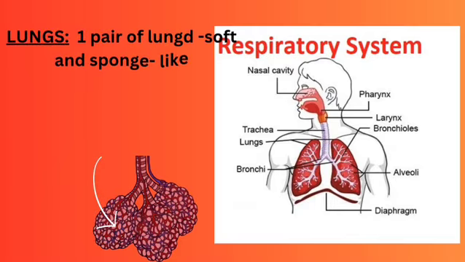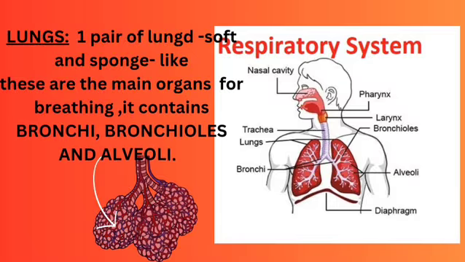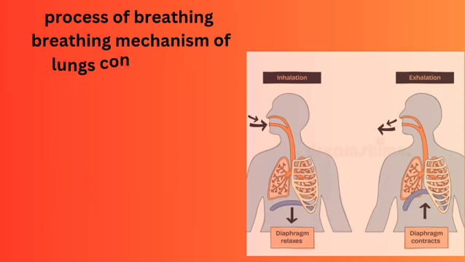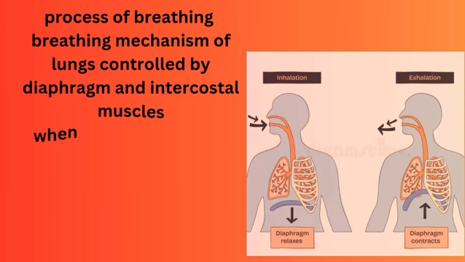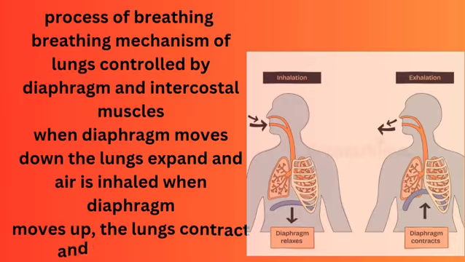Lungs. One pair of lungs, soft and sponge-like. These are the main organs for breathing. They contain bronchi, bronchioles, and alveoli. Practice the diagram of the human respiratory system. Process of breathing: the breathing mechanism of lungs is controlled by the diaphragm and intercostal muscles. When the diaphragm moves down, the lungs expand and air is inhaled. When the diaphragm moves up, the lungs contract and air is exhaled.